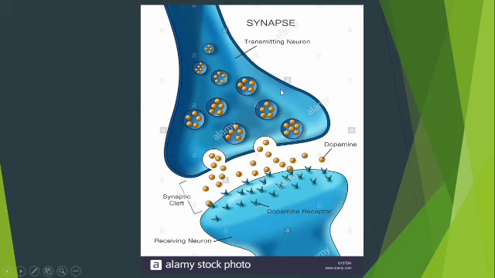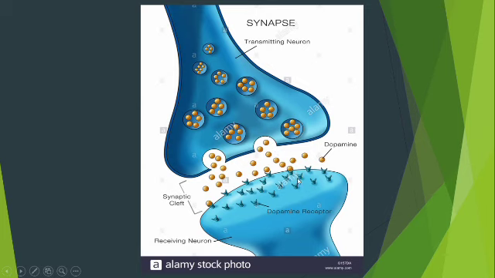Then depolarization at the presynaptic terminal causes calcium ions to diffuse into the terminals, and then the rising calcium ions cause the binding of synaptic vesicles. So here you can see the synaptic vesicles containing neurotransmitters bound to the presynaptic membrane. Then this results in release of neurotransmitters into the synaptic cleft.